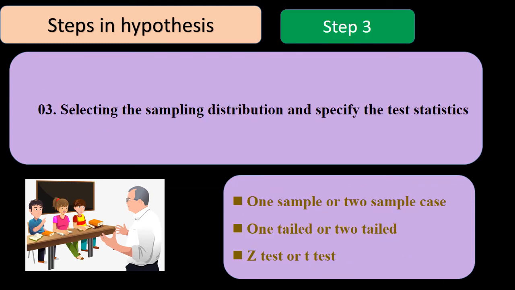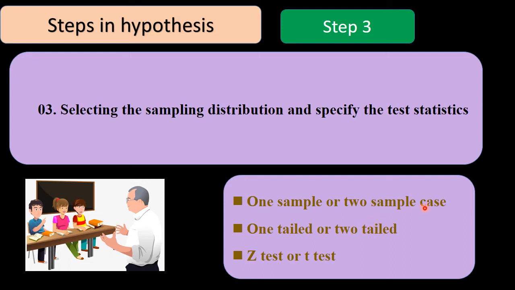We'll go to step 3. Then step 3 is to select the sampling distribution and specify the test statistic. Here there are three types of test: one sample or two sample test, one tailed or two tailed test, Z test or t-test. Like that we have to learn these different kinds of tests.